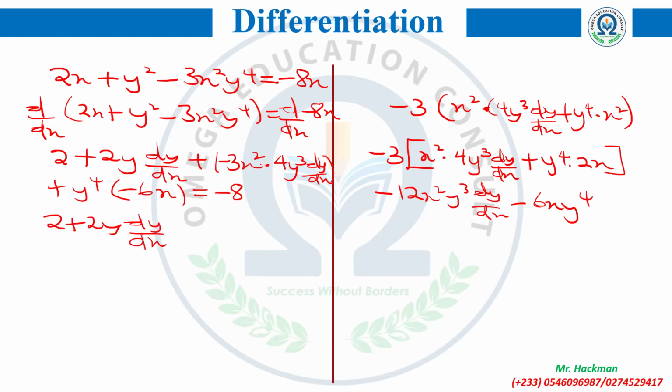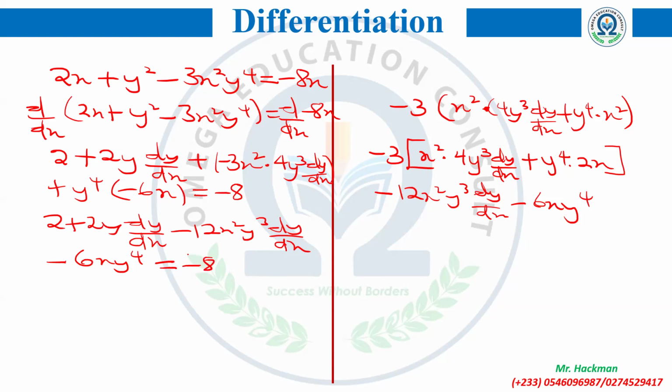Then if I remove the bracket here, I'm going to get minus 12x squared y cubed dy/dx. And you can see that it's the same as this, when we brought out the negative and considered only the x and the y. Then that's not all. This will give you minus 6xy to the power 4, and it's the same as this. Can you see? And that is equal to minus 8.